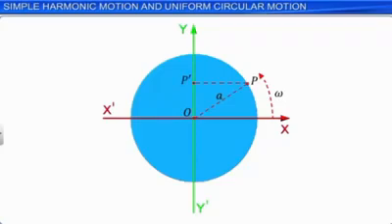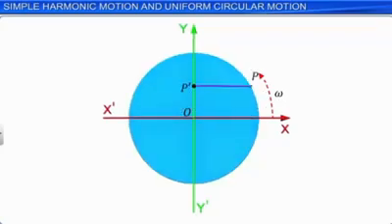As particle P revolves along the circular path, its projection moves up and down along the y-axis, with the mean position as O, and the extreme ends of this diameter of the reference circle along the y-axis as the extreme positions.